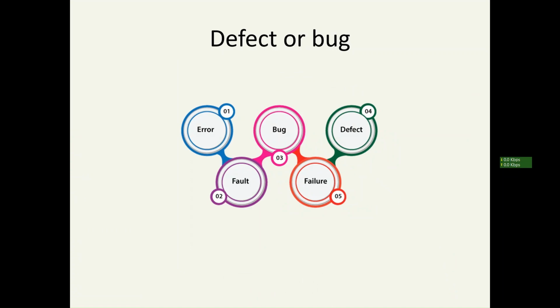So we posted the last three videos, and this is the fourth video, part four, where we are going to see about a defect or a bug. In real time, there are a lot of interviews. They ask this question: what is the difference between a defect and a bug? So let's see what the various terms are under defect and bug.